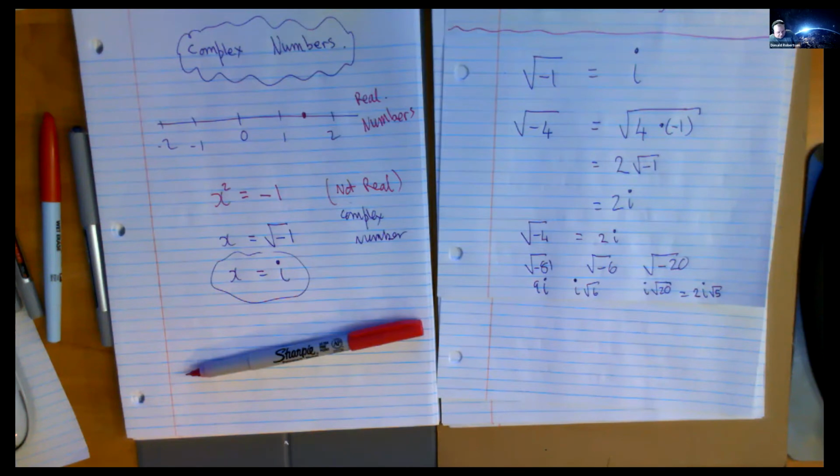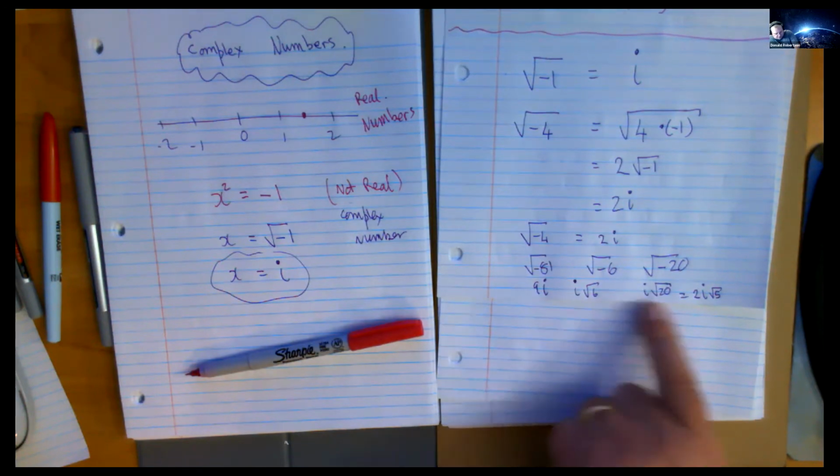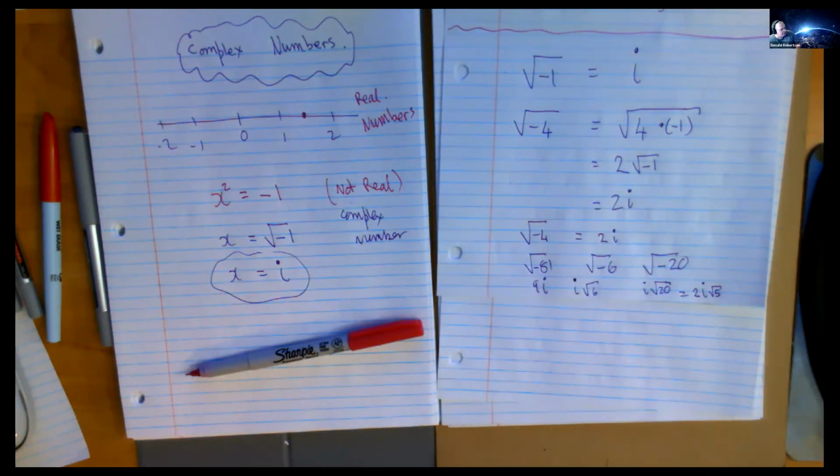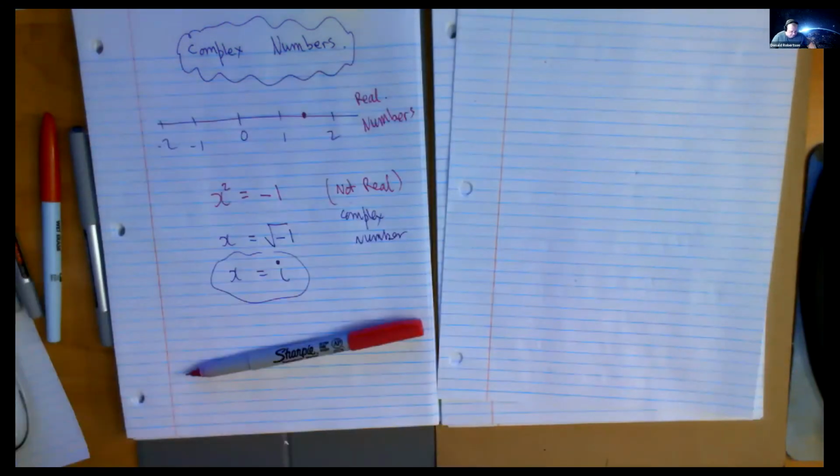So far, it's good. So if I gave you a square root of an ugly negative number, would you be quite comfortable at turning it into some version of i? Okay, so let's start with adding.